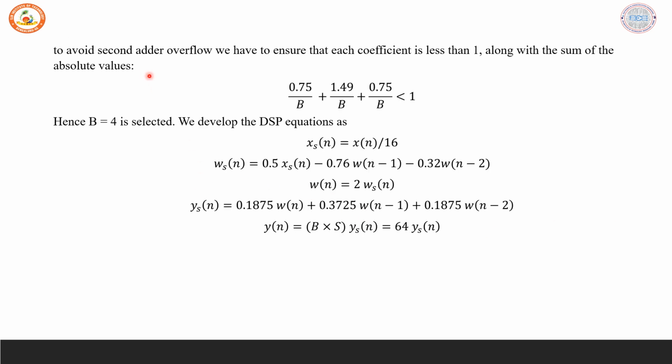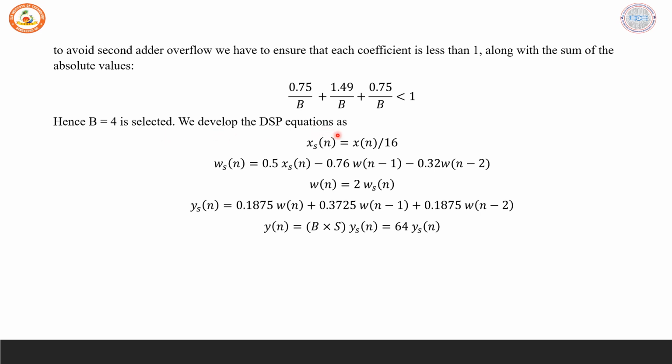To avoid the second adder overflow, we have to ensure that each coefficient has a value less than 1, along with the sum of the absolute values. So, the sum total of all these terms should be less than 1. Hence, the value b equal to 4 is chosen for this purpose.